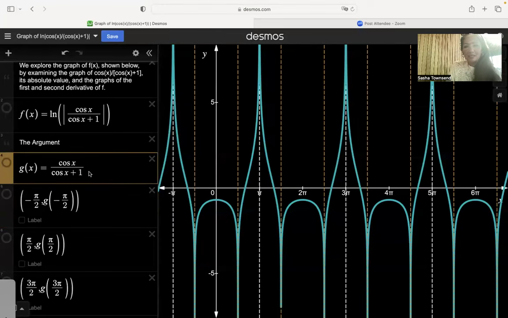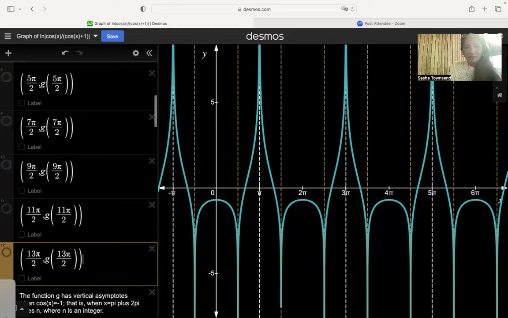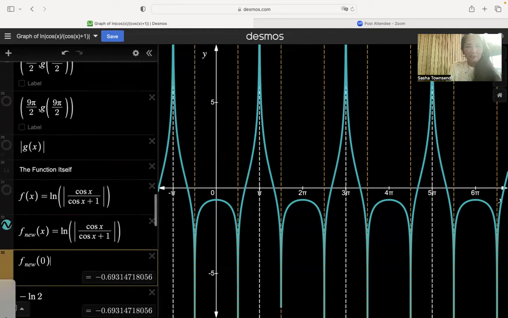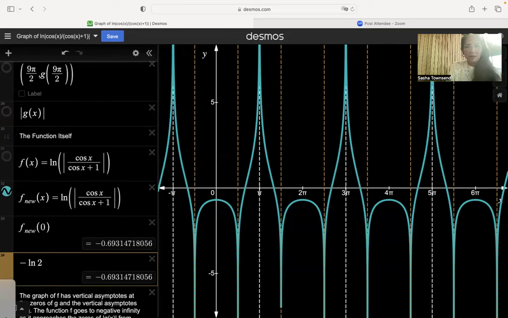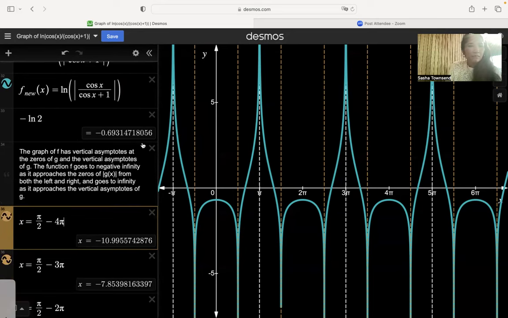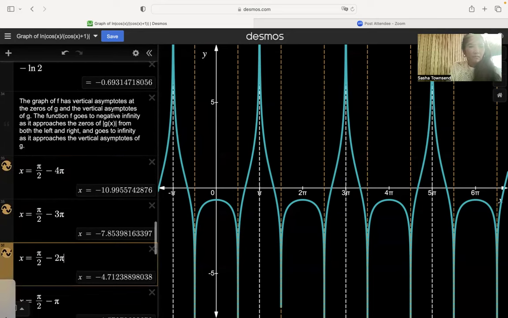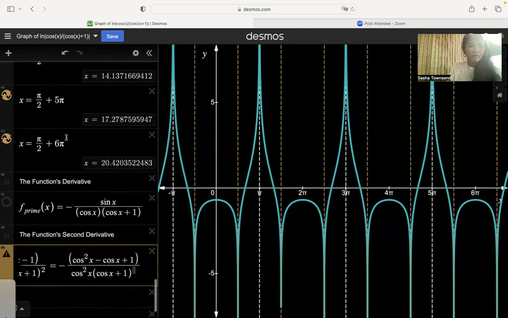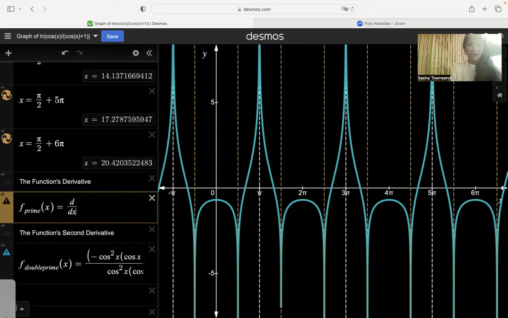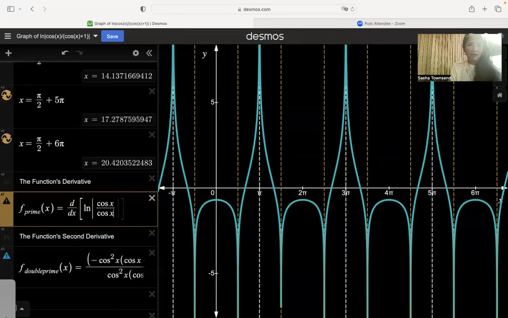Now that we've examined the argument and its absolute value, and then taken the log of that and inferred some limits, let's evaluate the derivative and see what the derivative looks like. Okay. So we're taking the derivative with respect to x of the natural log of the absolute value of cosine of x divided by cosine of x plus 1.